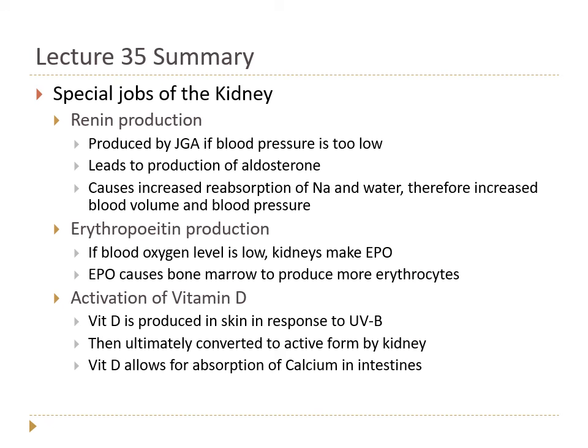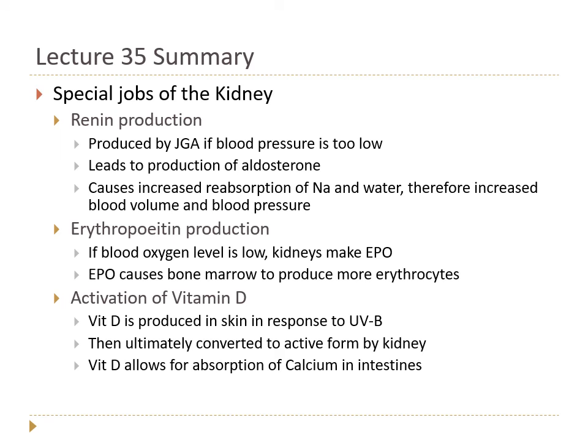All right, so we've talked about the special jobs of the kidney in this lecture. Renin production: if your blood pressure is too low or your blood sodium is too low, the JGA will make renin, which leads to a complicated series of reactions, ultimately to the production of the hormone aldosterone, which will cause the kidneys to reabsorb more sodium. Water will follow due to the osmotic pressure of sodium, and therefore that will increase your blood volume and blood pressure.